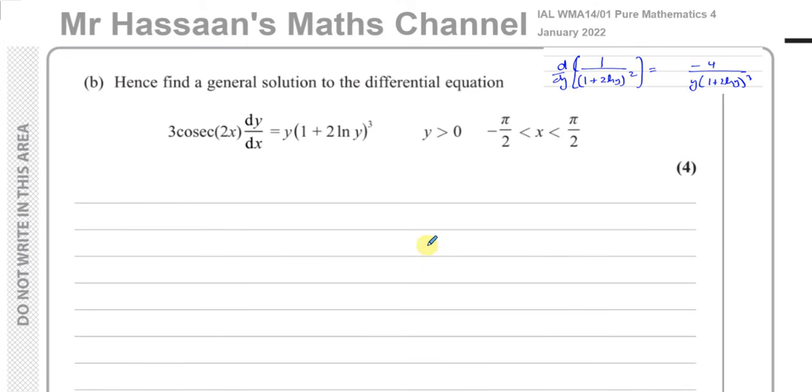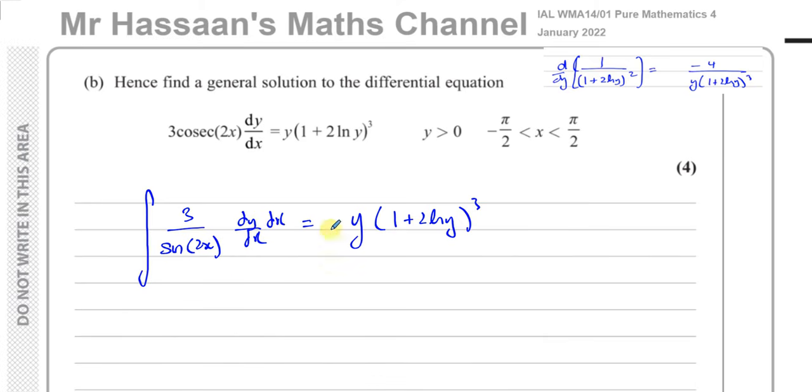To make life easier, I'm first going to rewrite this cosec 2x as 1 over sine 2x. So this will be 3 over the sine of 2x, dy/dx equals y times (1 plus 2 ln y) cubed. Now, in order to get rid of this dy/dx, I have to integrate both sides with respect to x. Because I did that to this side, I have to do the same to the other side.